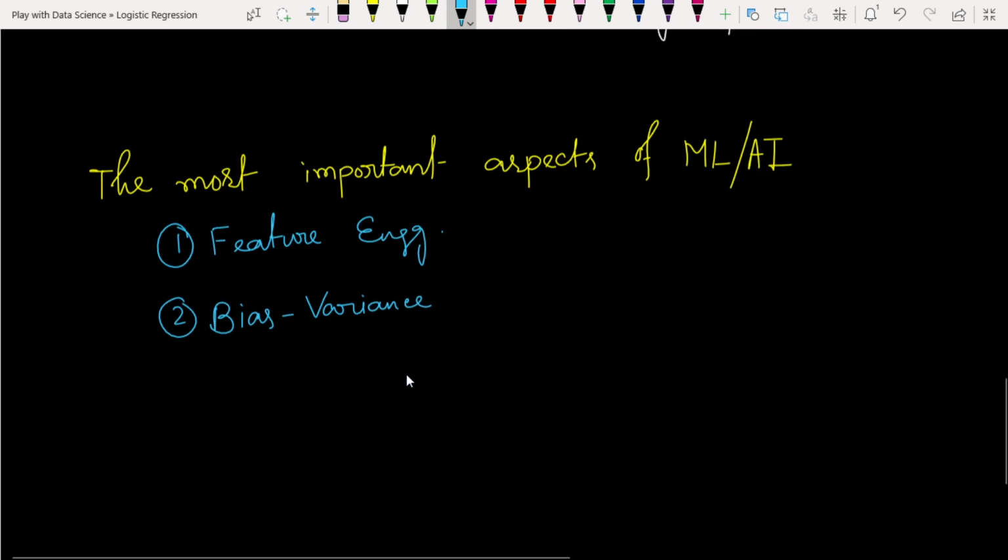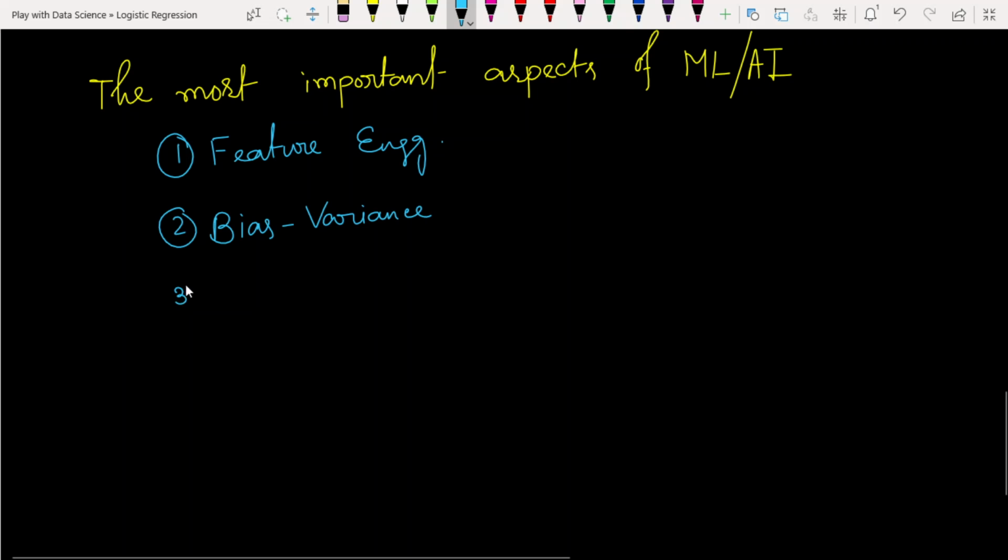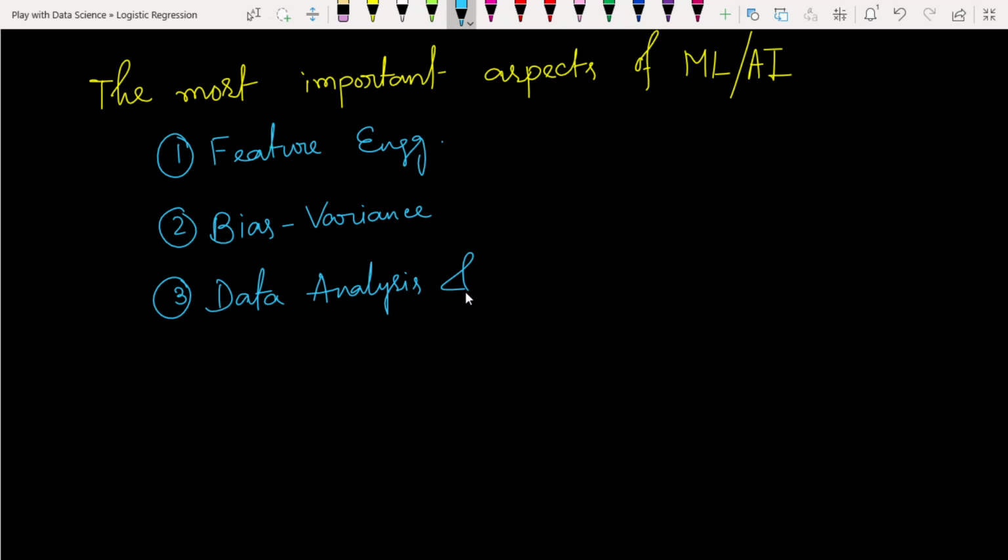And if I choose the third one, then it will be data analysis, how you analyze the data, and how you visualize it, data visualization. Okay, I am choosing these.